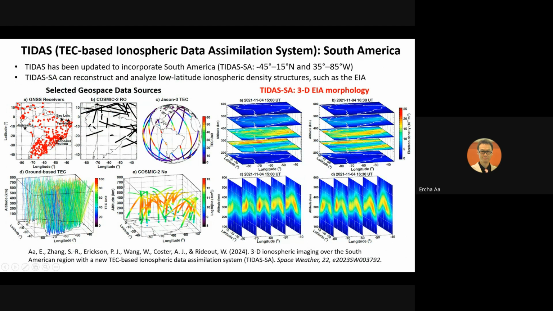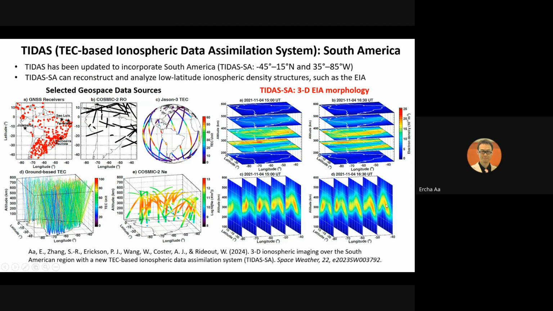So these are the results over the South American sector. These red dots are the GNSS receivers. And we also use COSMIC-2 radio occultation, because COSMIC-2 mainly covers the equatorial and low latitude regions. So that's the line of sight TEC. This is the COSMIC-2 electron density profiles. And this is the JASON-3 TEC above the ocean surface. And to the right, we can see a three-dimensional equatorial ionization anomaly. Those are horizontal maps, and these are the vertical slices.